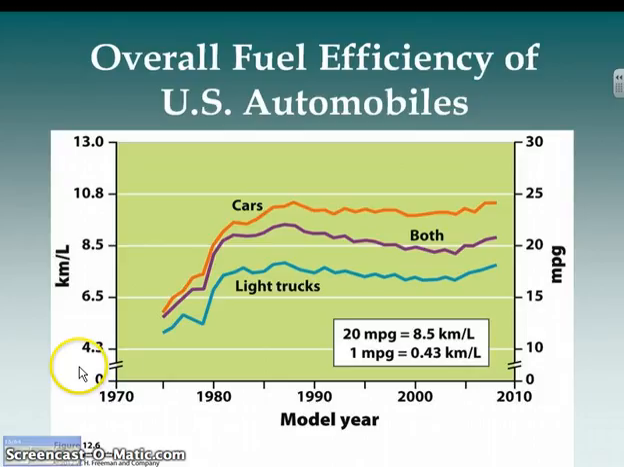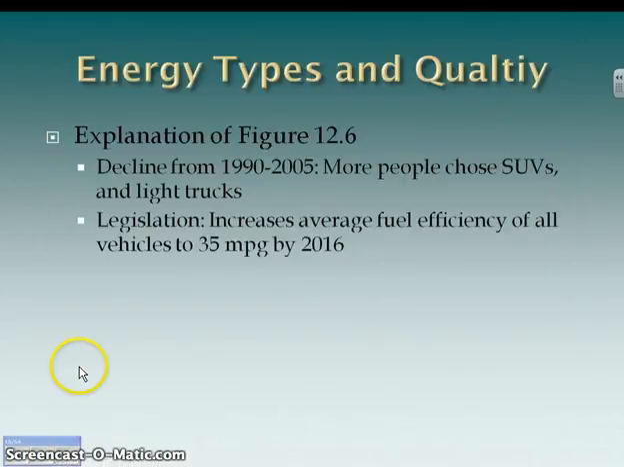What would also be interesting for you is to compare this graph to the graph that we saw in the DVD, An Inconvenient Truth. Compare this graph here, the average fuel efficiency of U.S. automobiles, versus the fuel efficiency of automobiles across the world, specifically in Japan. It's quite an interesting comparison. And so we can see, quick little explanation, that from 1990 to 2005, more people chose SUVs and light trucks as their vehicle of choice. And as I mentioned before, we've got our legislation there.